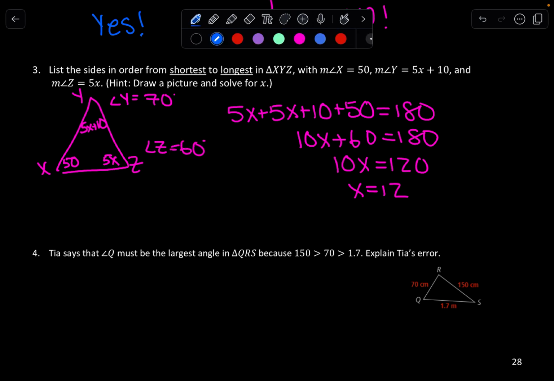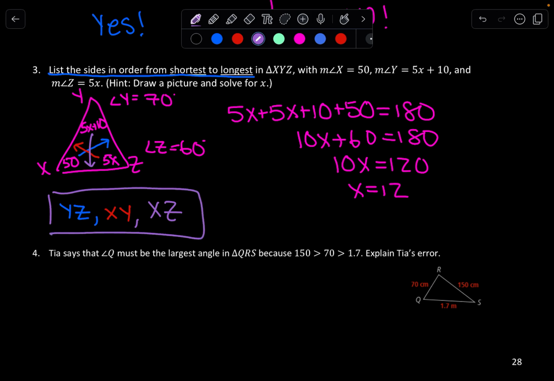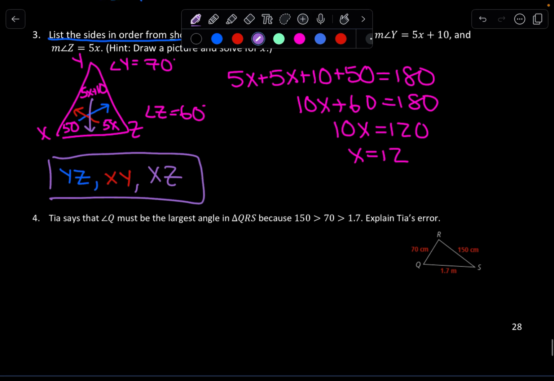Knowing that, it wants you to list the sides in order from shortest to longest. Well, 50 degrees, angle X, is my smallest angle, so the side across from it, YZ, has to be the smallest side. Then 60 degrees is my medium angle, so the side across from it has to be my medium size, XY. And my last one, 70 degrees, was my biggest angle, which means my biggest side has to go across from it, which is XZ. So this is the order of my sides from shortest to longest.